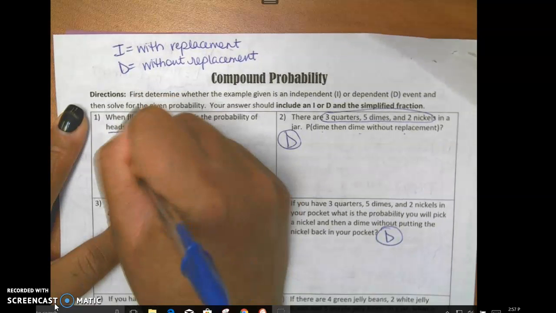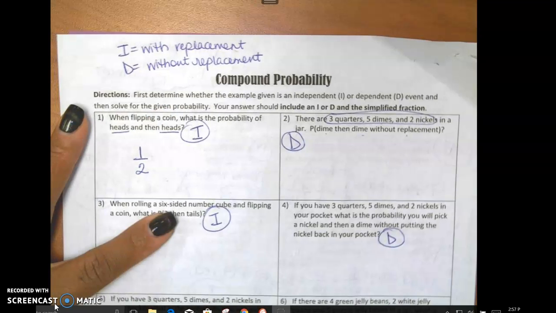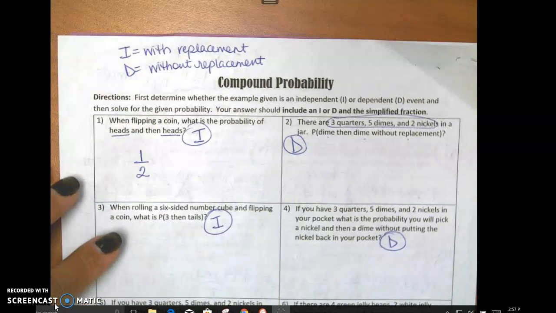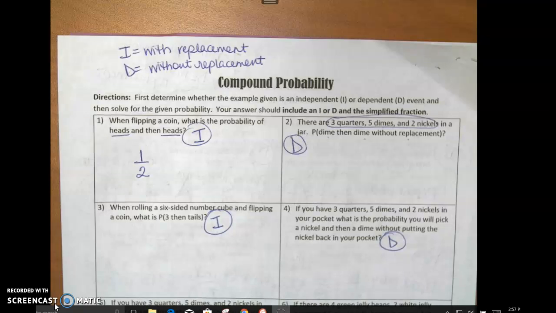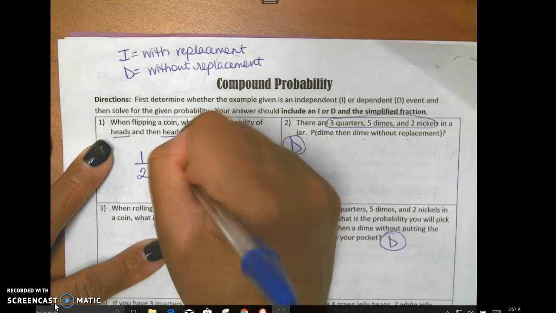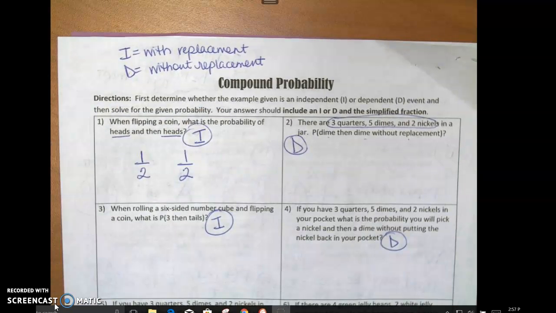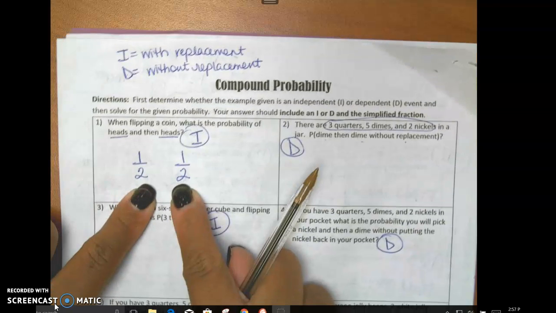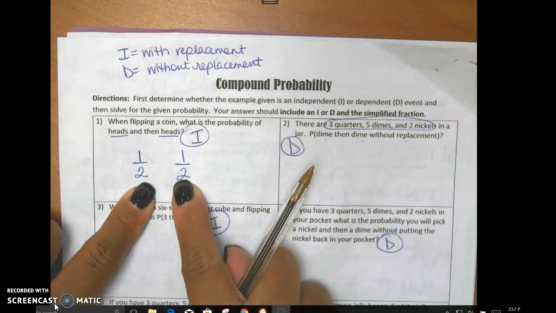What's the chance of getting heads? 1/2. What's the chance of getting heads on the second flip? Wait, pause. I want to get a head again. What's the chance of getting heads on the second flip? Yes, a half. Now I want to know the combined or compound probability because I've got two events happening. So what do I do with the half and a half?